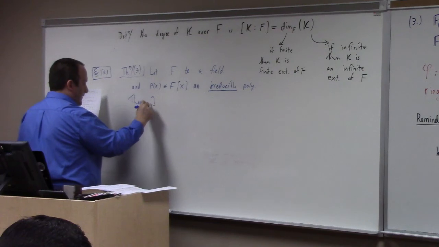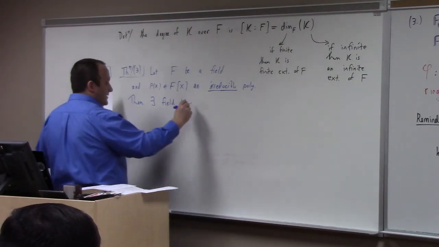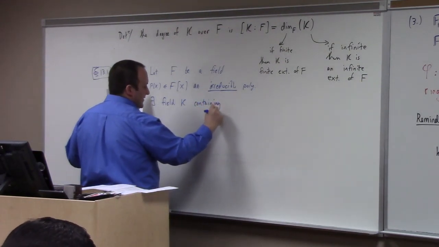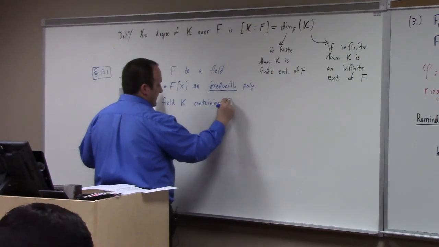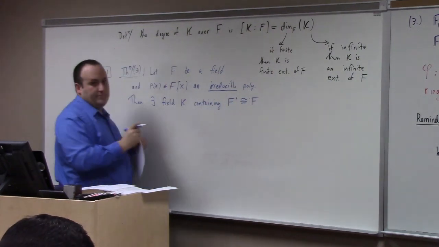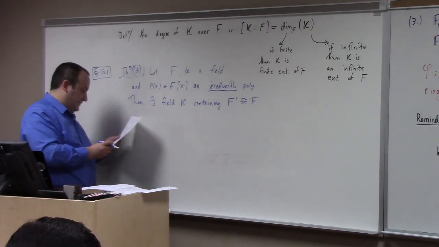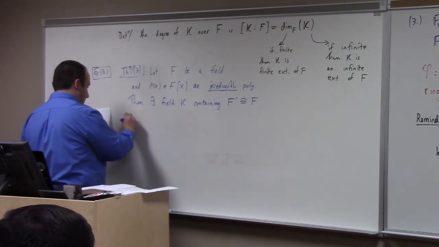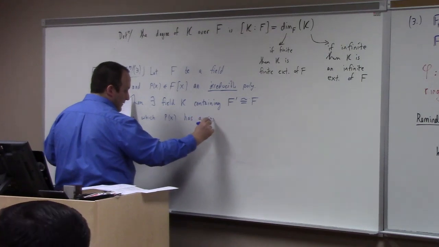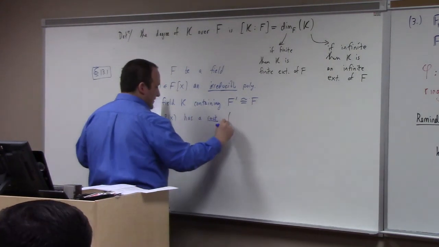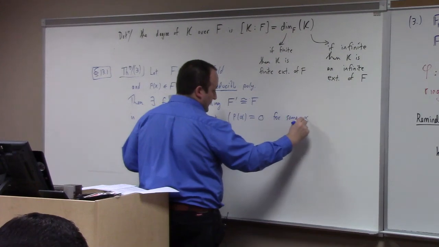Then there exists a field K containing, and here's the thing I was talking to you about 10 minutes ago or so, Sam, it contains a field F prime which is isomorphic to F. It contains an isomorphic subfield, and in which p(x) has a root. What's that mean? That means p(alpha) equals 0 for some alpha in K.